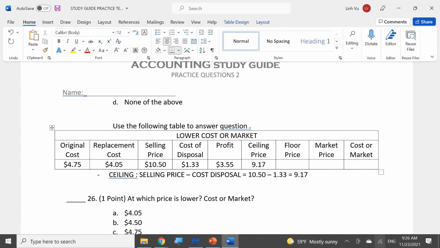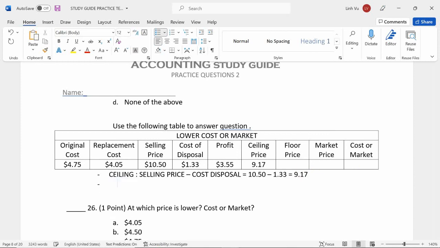Right? How do I solve for the floor? Which is ceiling price minus the amount of profit, which is 5.62. Good, right? It is ceiling minus profit, which in this case, ceiling was $9.17, minus the amount of profit of $3.55. What did you say the answer was? 5.62. 5.62.